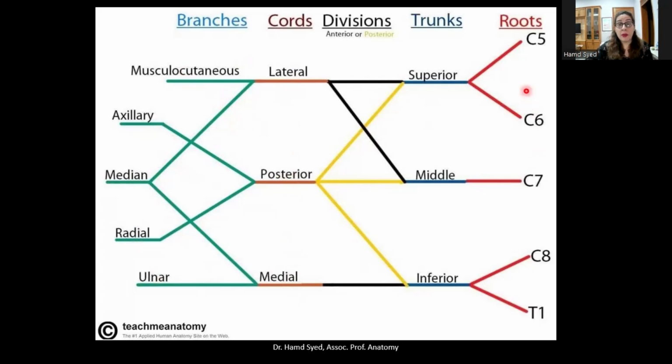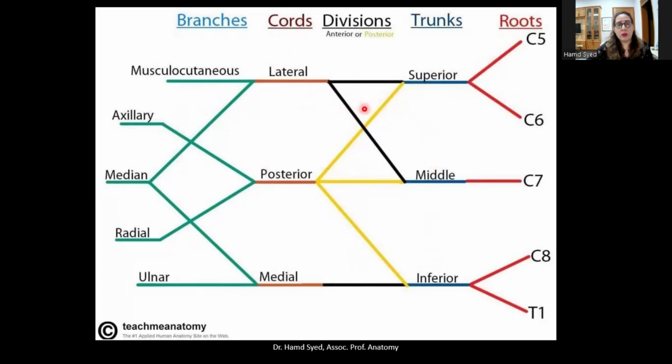Let's revise again. The roots are present in the area which is the root of the neck. The trunks are present in the posterior triangle of the neck between the scalenus medius and anterior muscles. Then the divisions are located behind the clavicle. And then the cords are present in the axilla. And then come the branches, which you can see entering the upper arm. So that is the location of the different parts of the brachial plexus.